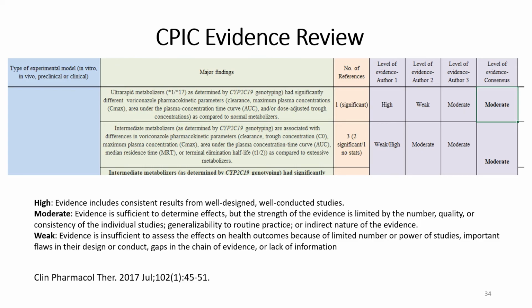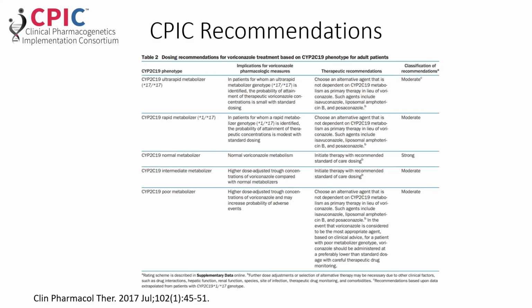And then we have the CPIC recommendation table. Again, this is where a lot of discussion, especially in the wording, goes into these tables. And so you can see here, this is what the voriconazole one is for adults. And you can see here for ultra-rapid, again, you choose an alternative agent.